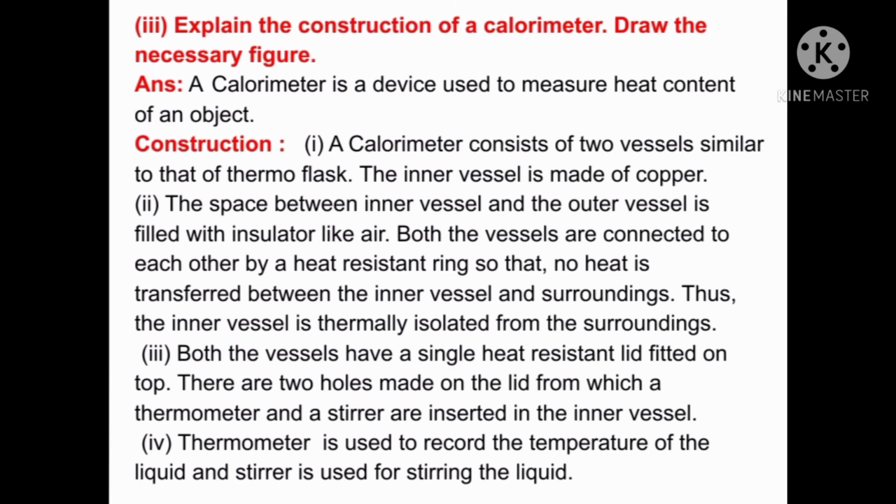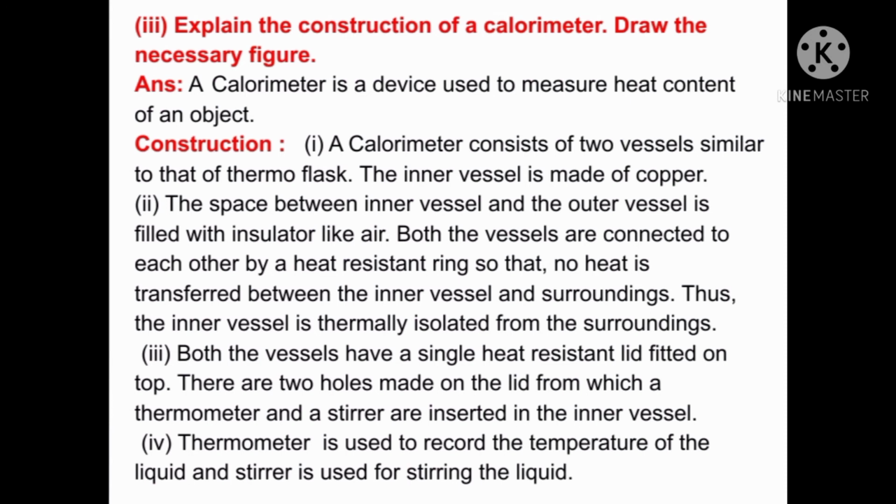Moving to the next question. Explain the construction of a calorimeter. Draw the necessary figure. So students, a calorimeter is an apparatus used to measure heat of an object. So how is it constructed, how is the calorimeter made? So, answer. A calorimeter is a device used to measure heat content of an object.